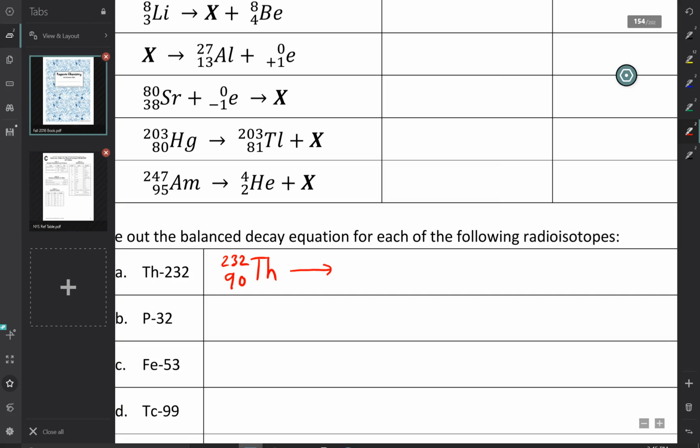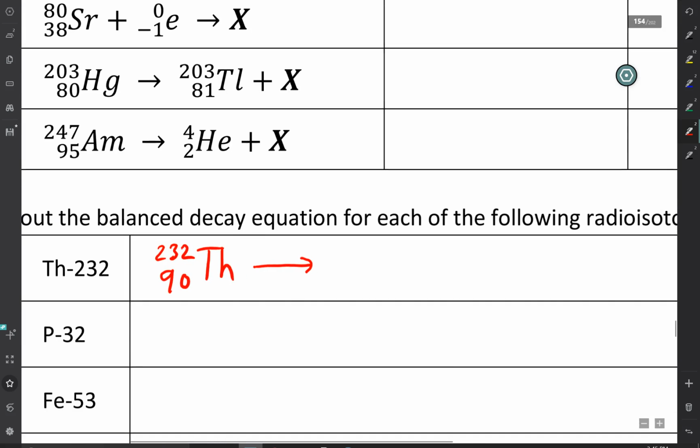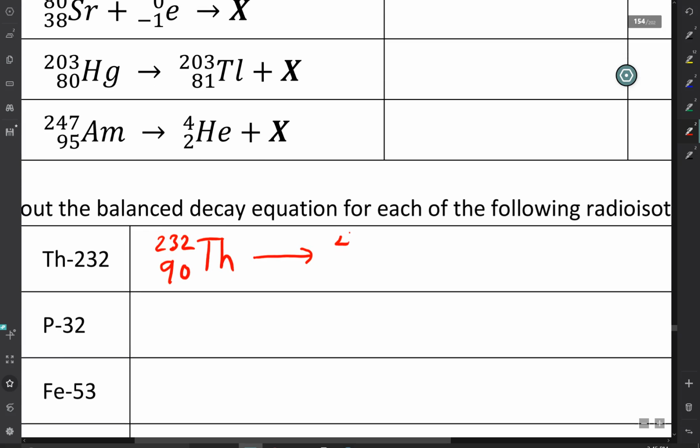Back to the practice problems. So I know I'm going to undergo alpha decay, and I'm going to be specific. I'm going to write 4,2 He. If you want to represent that as just an alpha particle, that's fine as well. I'm going to do something like this. But I would encourage you to write down the 4 and the 2.